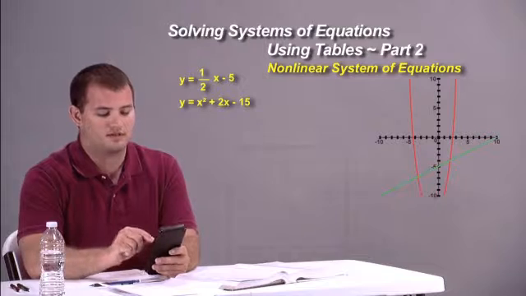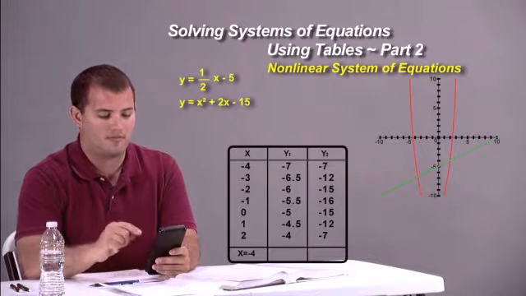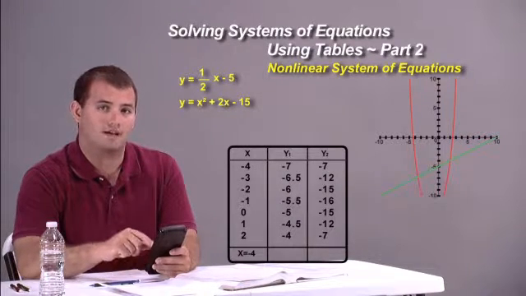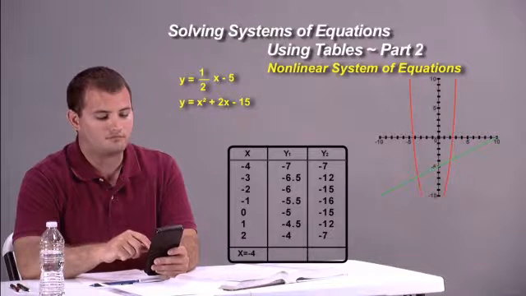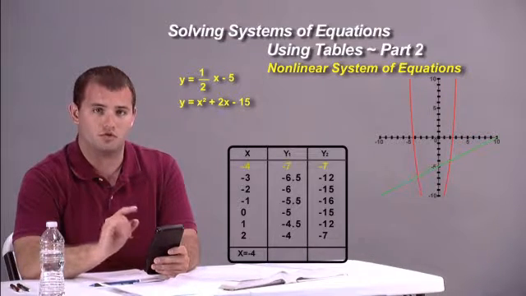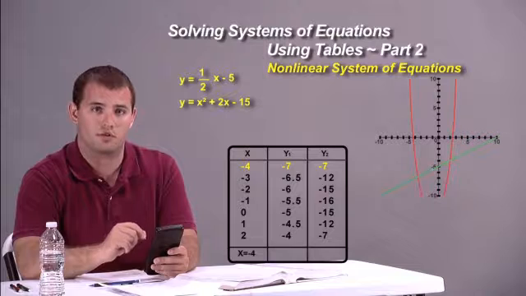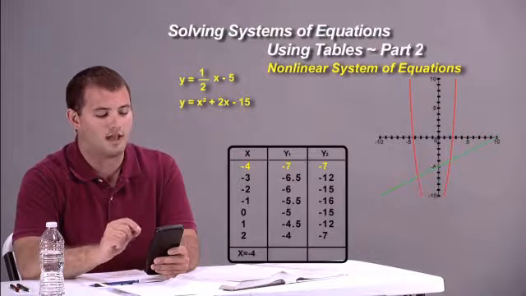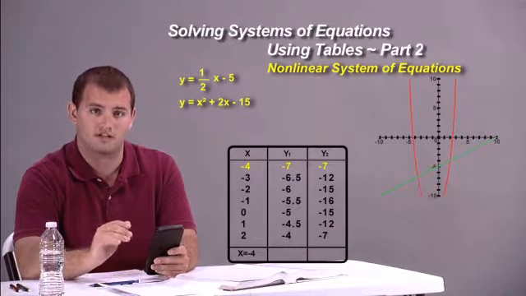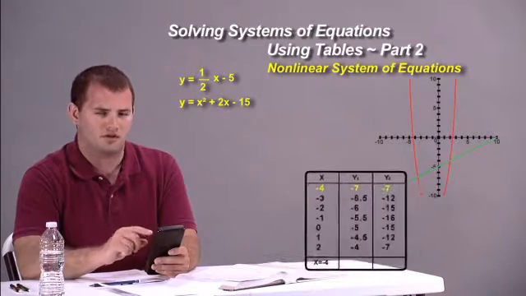I'm going to push second graph to pull up my table. I'm going to scroll to where x is equal to -4, and lo and behold, the 2 equations are equal to each other. So the point of intersection is x equals -4, y equals -7. Now let's go look for our other intersection.